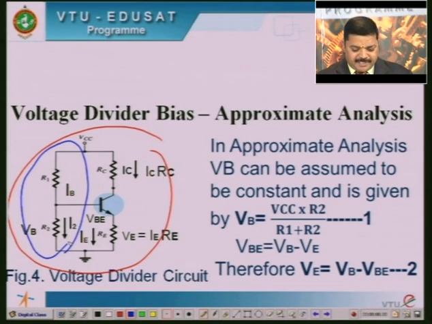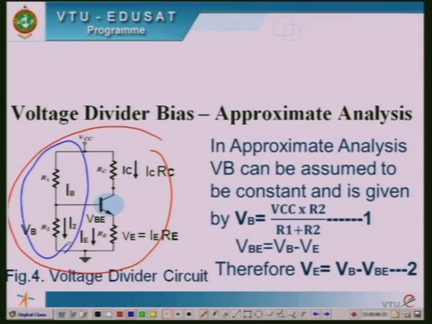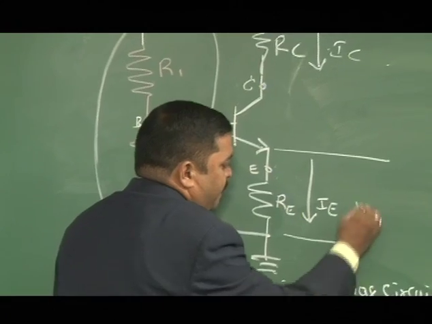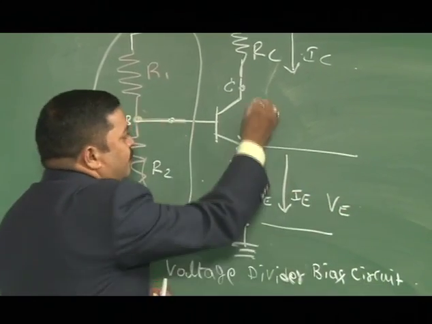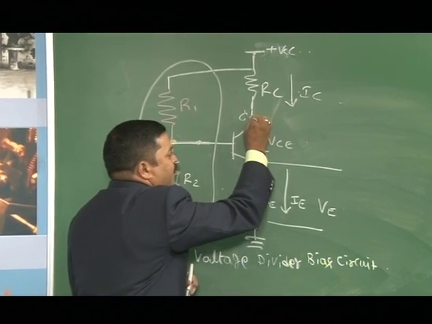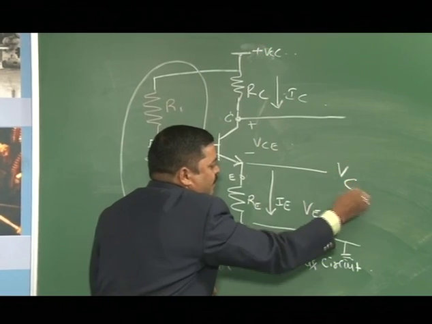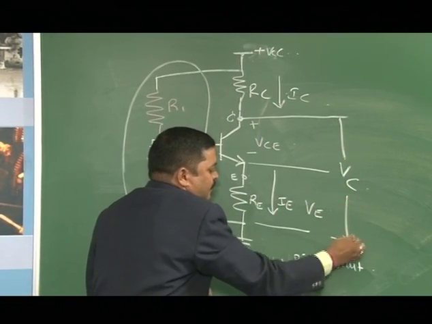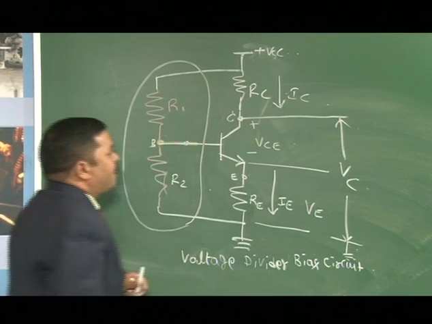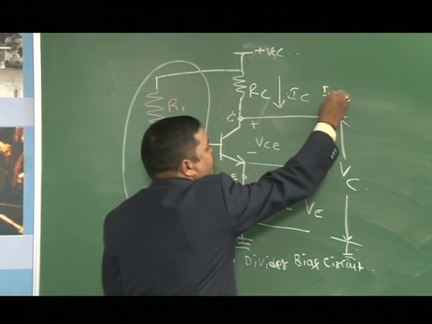So, in the approximate analysis, we will be considering this as VE, and of course, there is plus minus VCE here, and at this point whatever the voltage with respect to ground we get is called VC. This is VC, and of course what voltage is across RC? It is IC into RC.